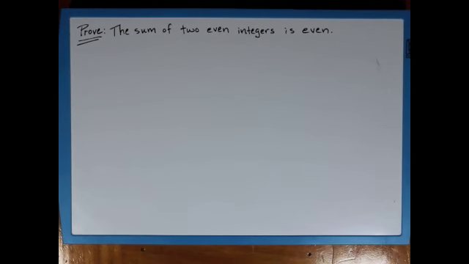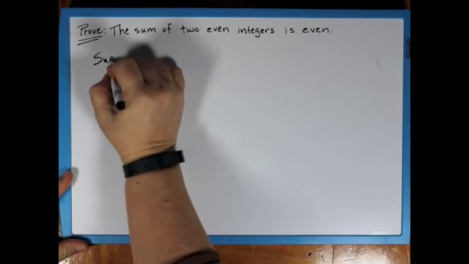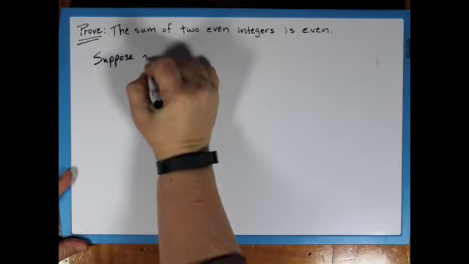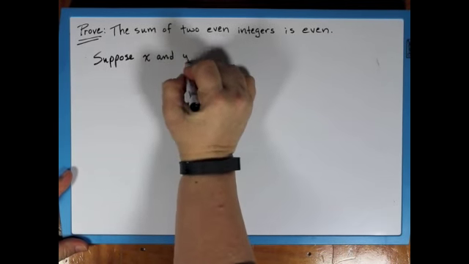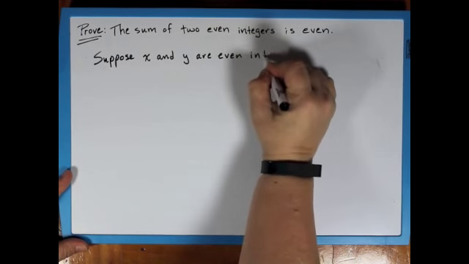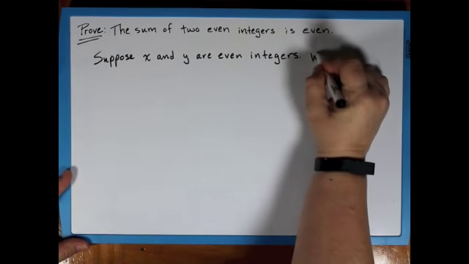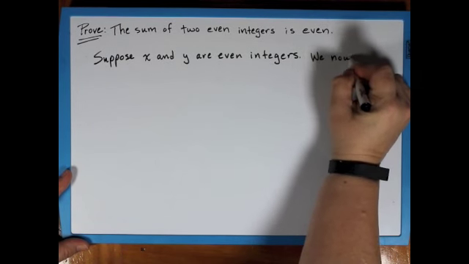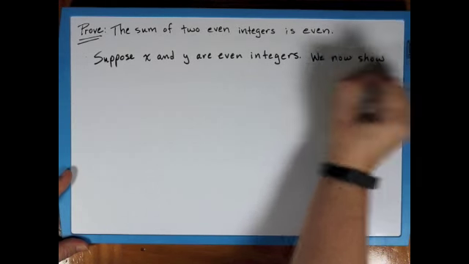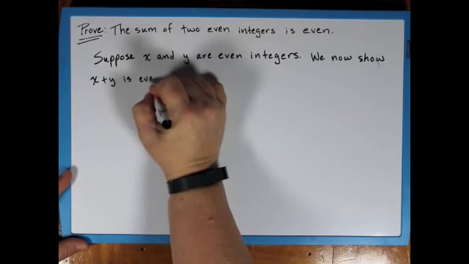So let's start. Let's start with what's given. We're going to suppose x and y are even integers. Notice this was part of my hypotheses. We now show the conclusion. That is, we now show x plus y is even.